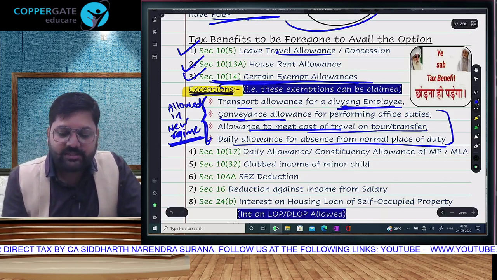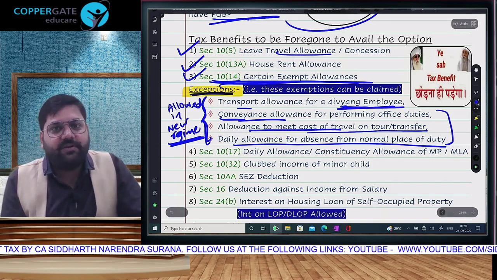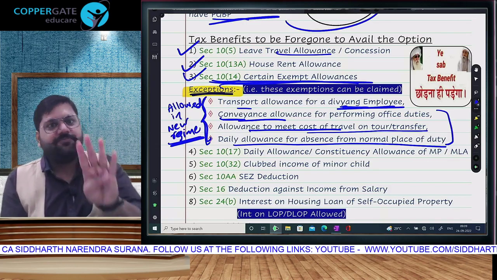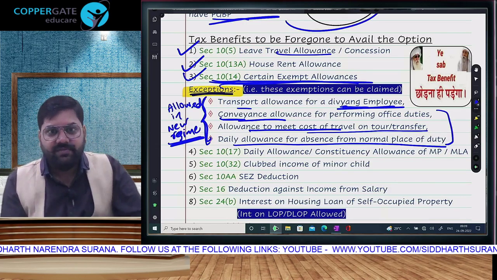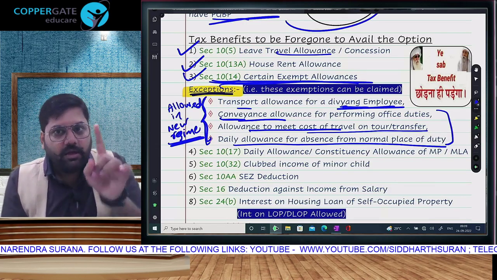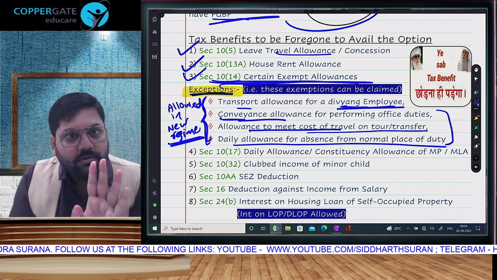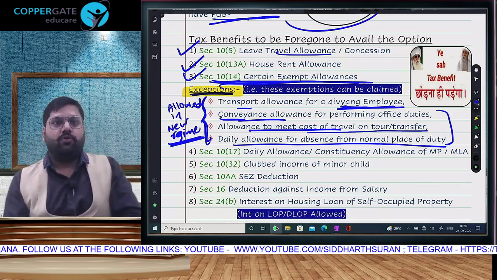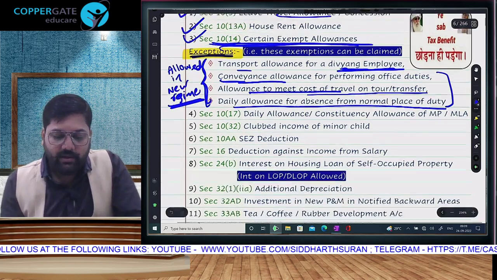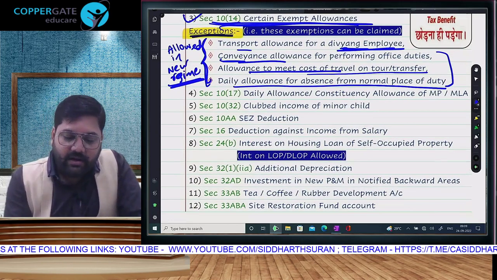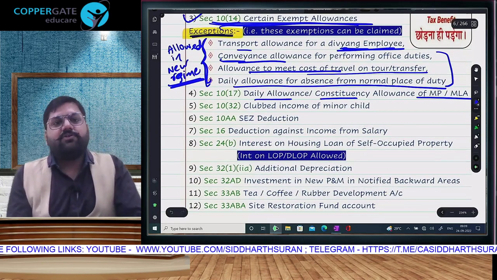And this is only an extra benefit out of respect to somebody who is suffering from disability. These 4 will be allowed in the new regime. Others will not be allowed. So let's be clear. In the old regime, everything is allowed. In the new regime, we will have to forgo. That is what we are doing. Let's go ahead. 10-17. Daily allowance and constituency allowance of MP, MLA.